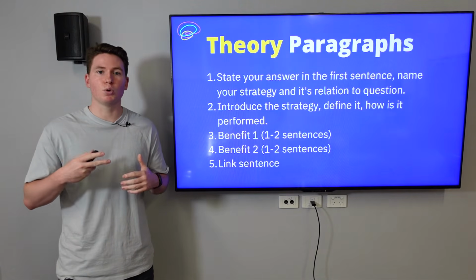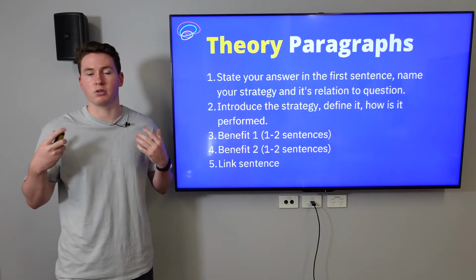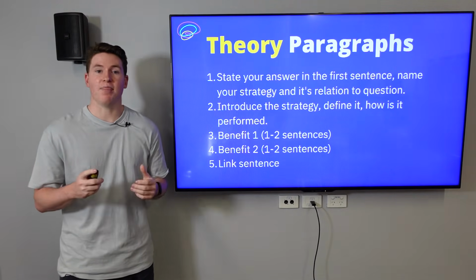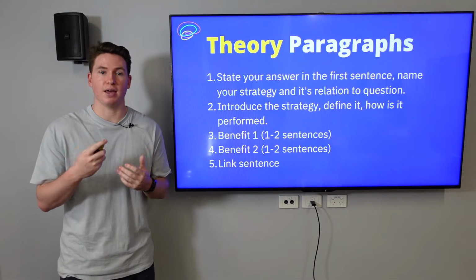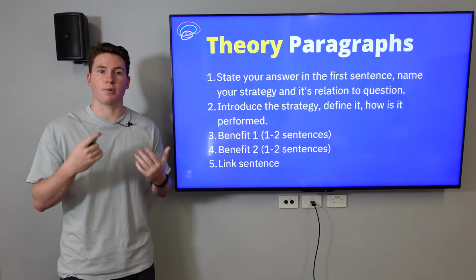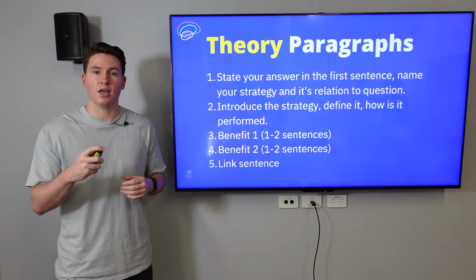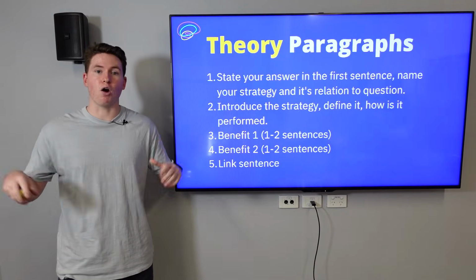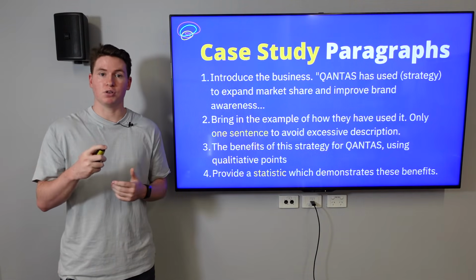Typically, you're going to have 2 benefits that are related to the question. And you might take 1 or 2 sentences to explain them, depending on the strategy and how long your sentences are. And then you're going to conclude by linking back to the role of the business function you're talking about, whether that's cost leadership within operations or increasing sales within marketing. It's really important to show that you know how this strategy and its benefits are related to the overarching role of business.